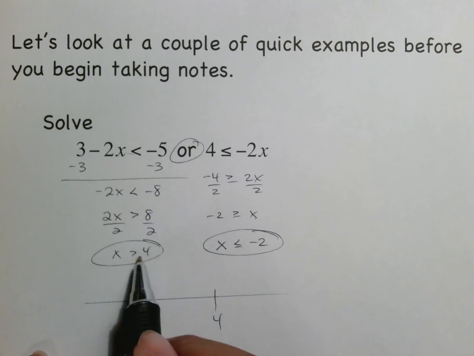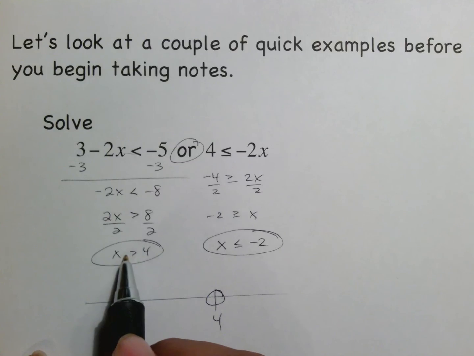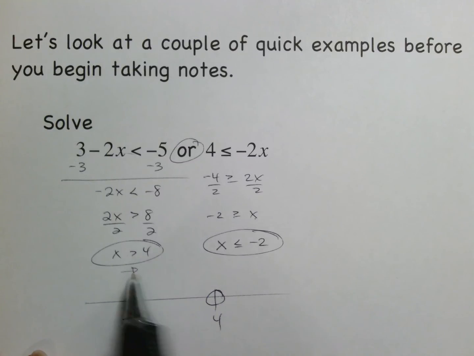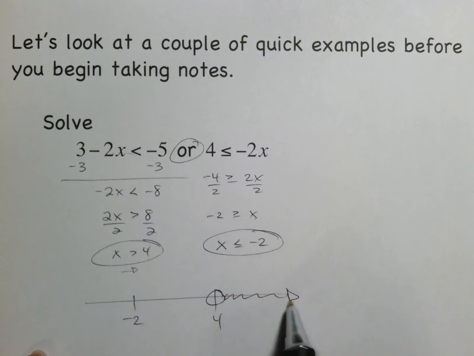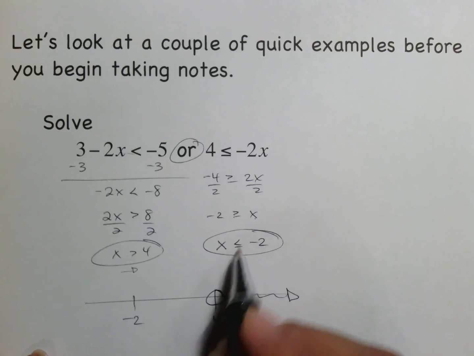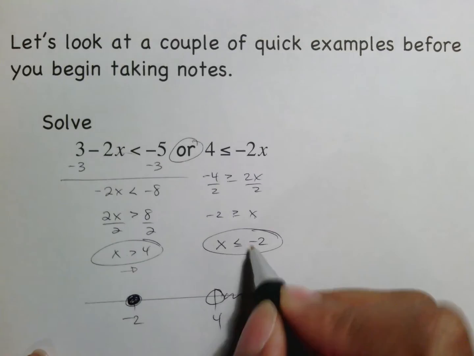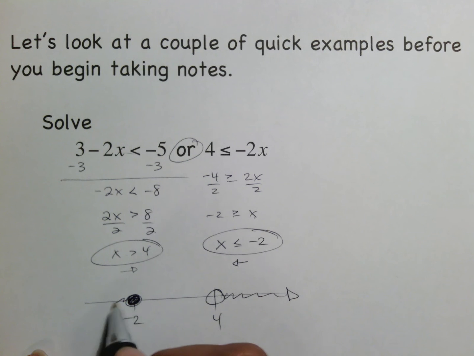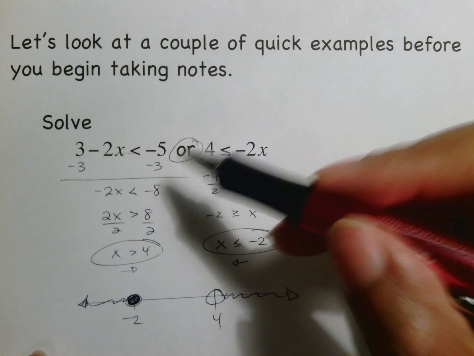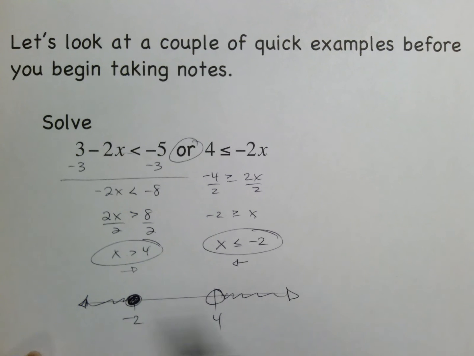Notice if you go to +4, it's an open circle, and the arrow is pointing that way, which means that is the direction you will go. Notice that -2 is a closed circle because it has the equal to portion of it, and the arrow is pointing that way, which is why it looks like this. And as I told you, "or" usually looks kind of like that whenever you graph it. Not always, but it's a good guide for you to work through.